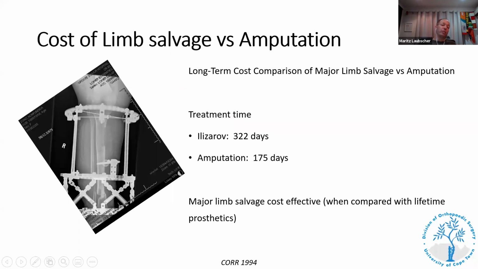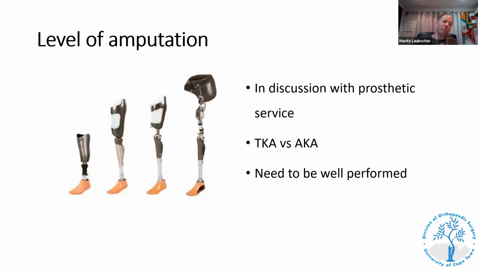If you look at the cost of limb salvage, in the short term, limb salvage is often more expensive, because of the expensive treatment of plastics and frames and orthopedic surgery. But in the long run, this is offset by the high cost of prosthesis. So in the long run, limb reconstruction is cheaper than prosthetic limb replacement. And then the last thing to take into consideration is the level of the amputation.